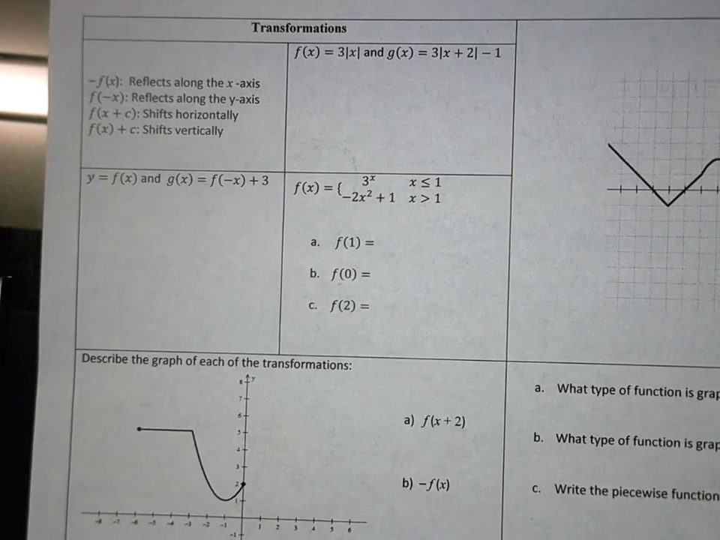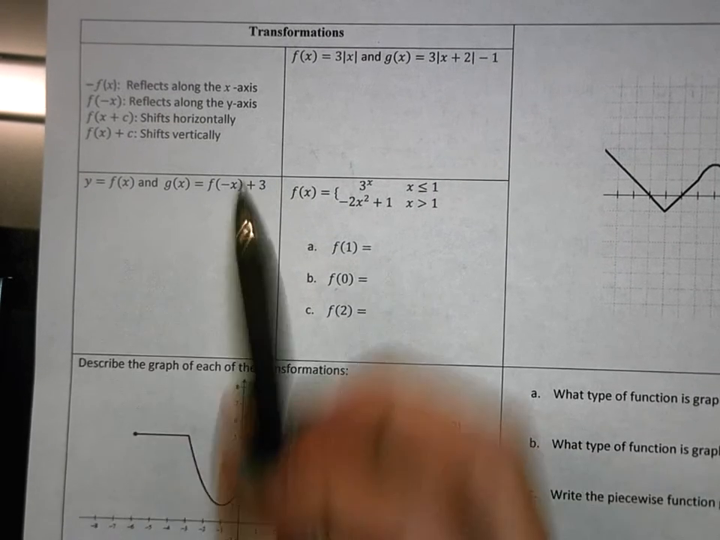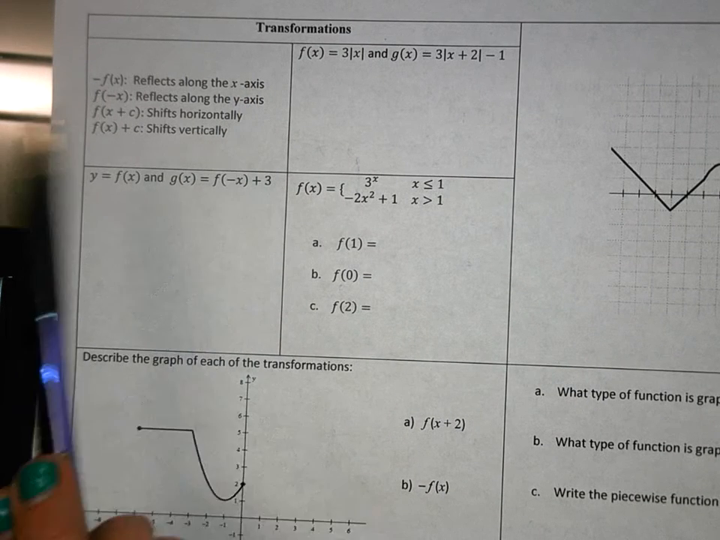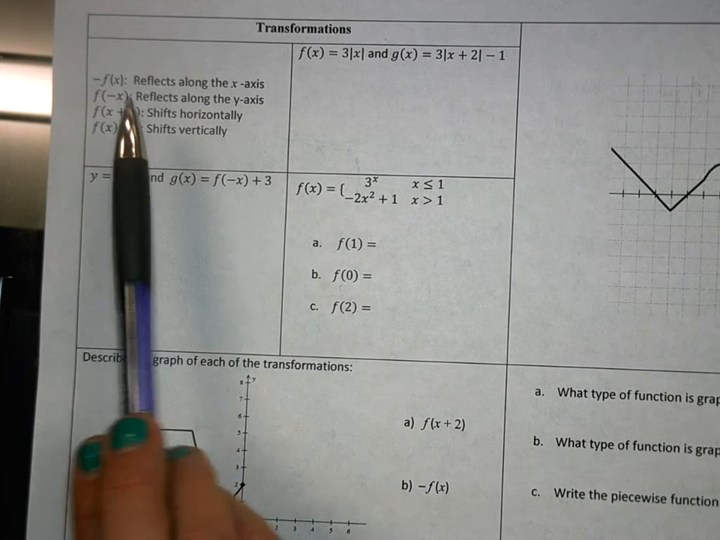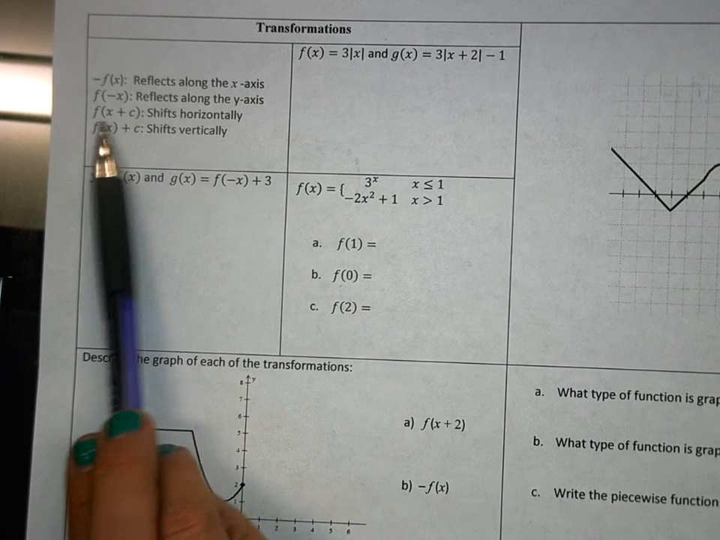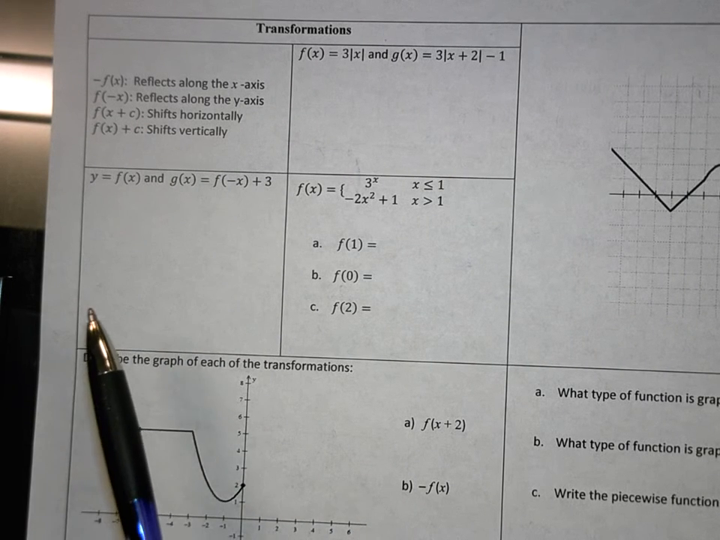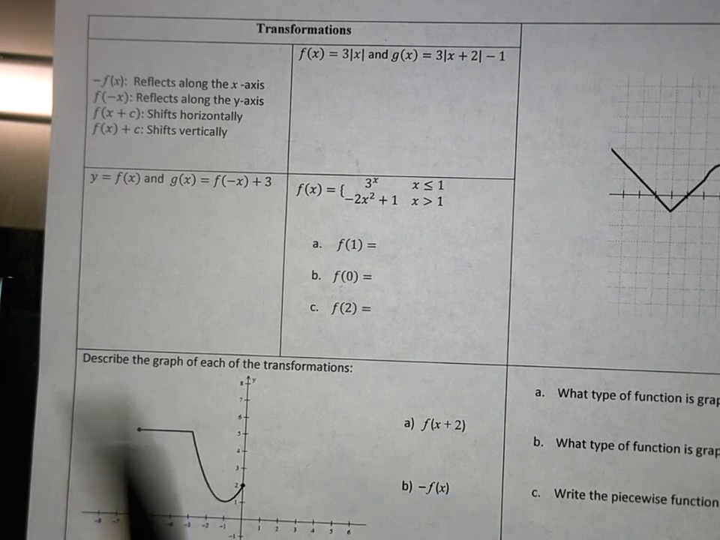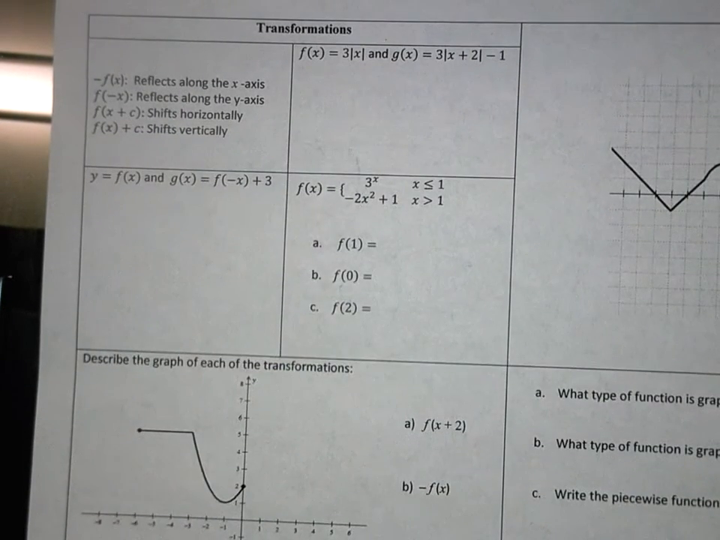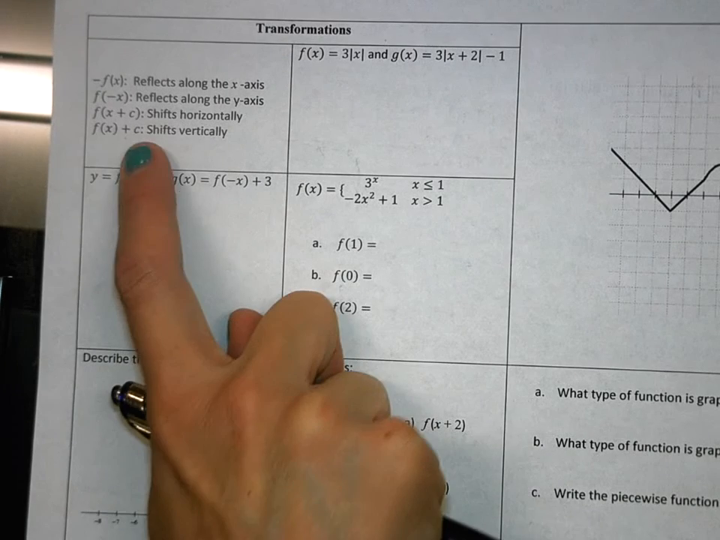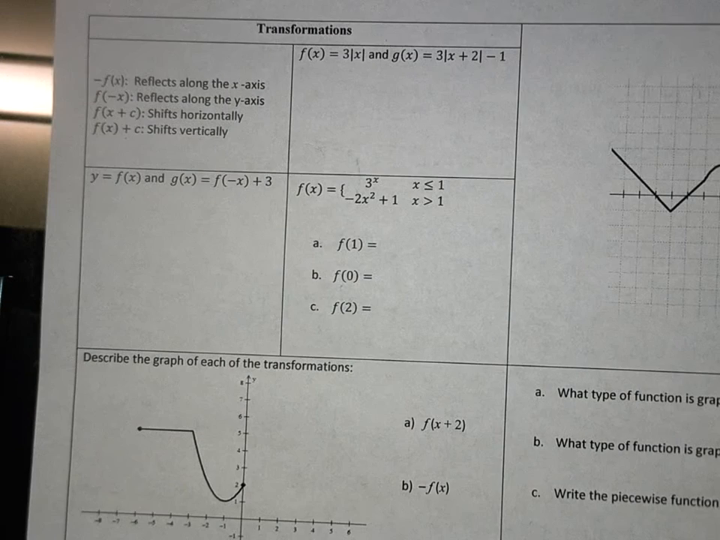All right, so moving to the other side. We just briefly talked about transformations. When you have a negative in front, that means it's reflecting across the x-axis. If you have a negative with the x inside there, that's reflecting along the y-axis. When you have x plus a value, that's shifting horizontally. If it's a plus value, it's shifting left, and if it's a minus value, it's shifting to the right, because what's in parentheses, we always do the opposite. And this is shifting vertically. Since it's not in the parentheses, plus is going up and minus is going down.